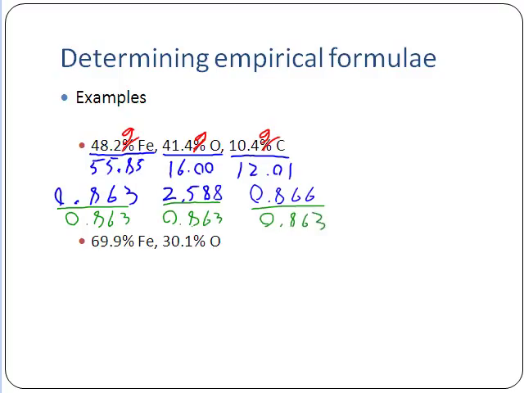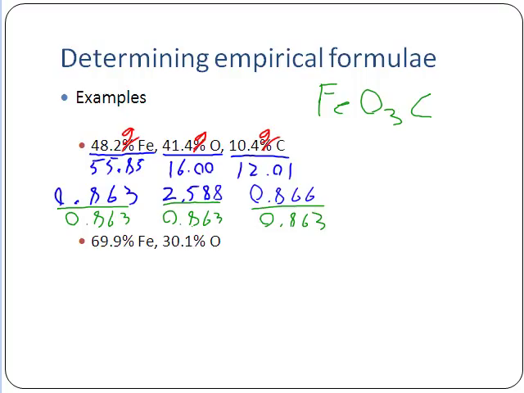So 0.863 divided by 0.863 just gives us 1, so I know that I have just one Fe. Then our next one is 2.588, so I take 2.588 and divide that by 0.863, and when I do that, I get 2.9988. That's basically 3, so I know I have 3 oxygens right here. My last one is 0.866 divided by 0.863, and when you do that, you get just barely slightly over 1. And so slightly over 1 is going to be just 1 here, and that was just going to be a C. So my empirical formula here would be FeO3C, and a quick look at this would say, well, which one has to be the cation?